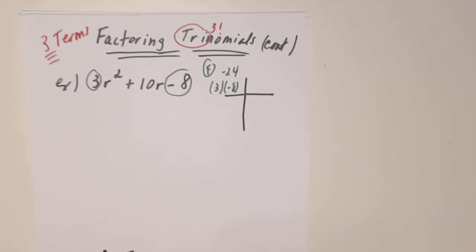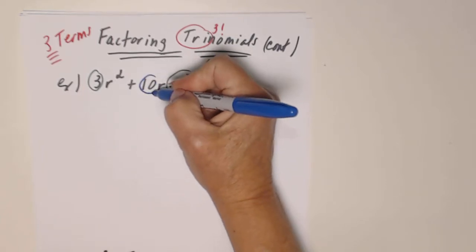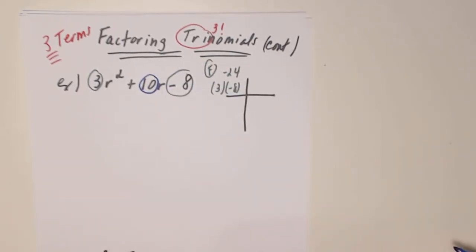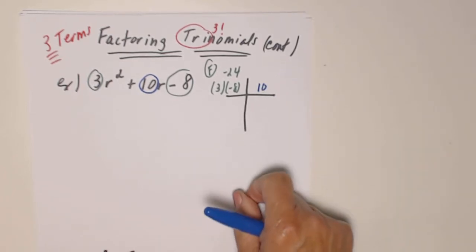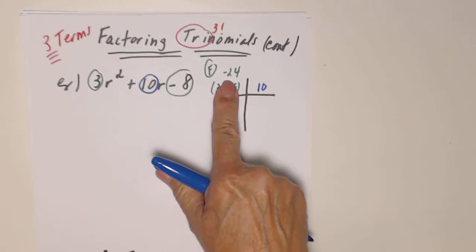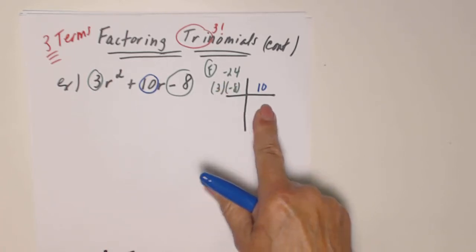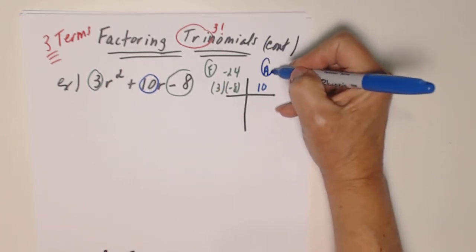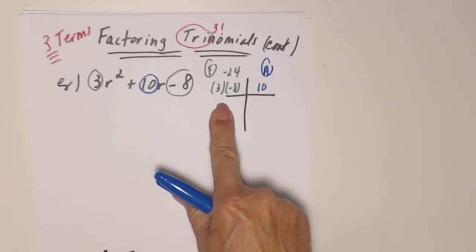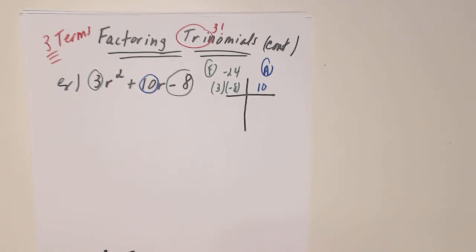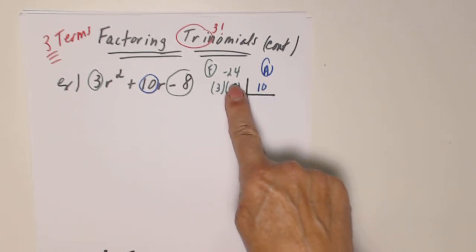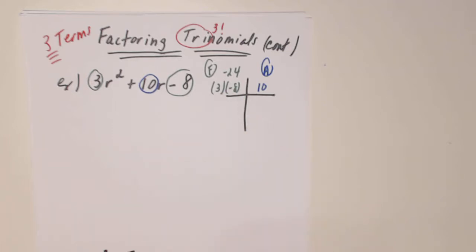Next, we're going to be taking a look at and considering this coefficient here from our linear term, 10, and we're going to be looking for factors of -24 that add to a positive 10. So factors of -24 that add to 10. So in this particular example, because we're multiplying to a negative number, one of our factors is going to have to be positive and the other is going to be negative.